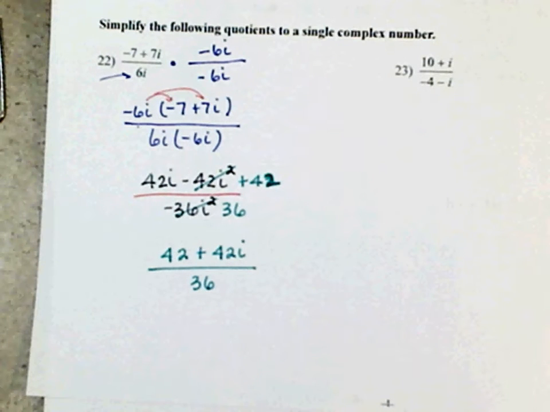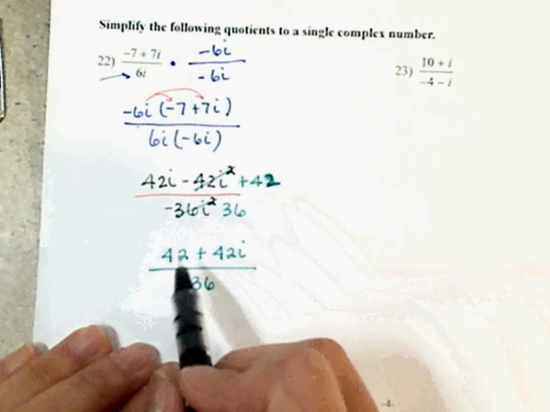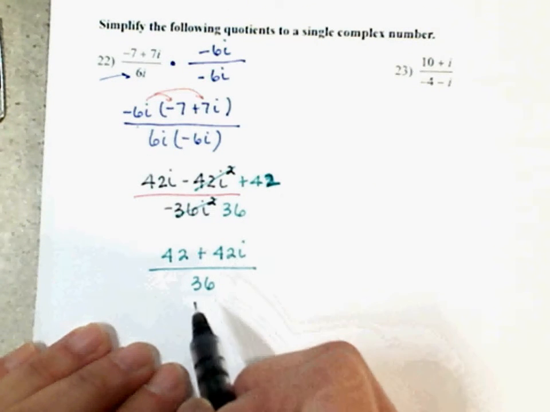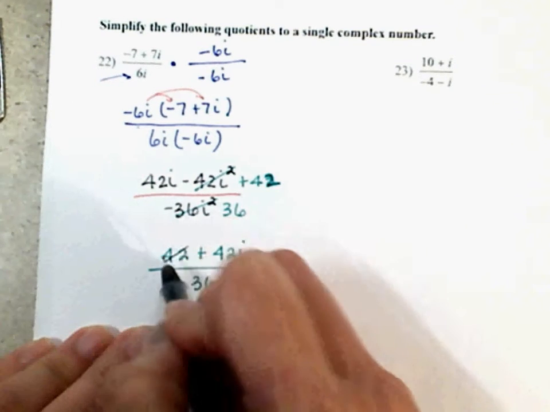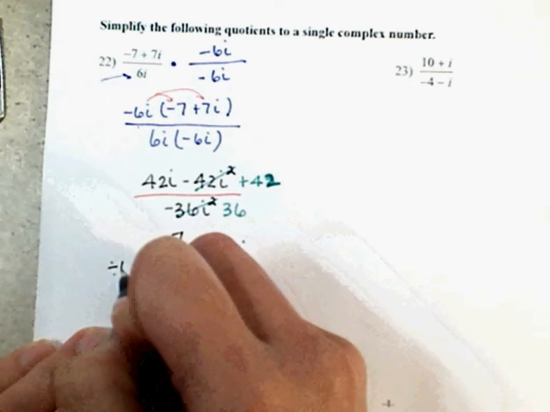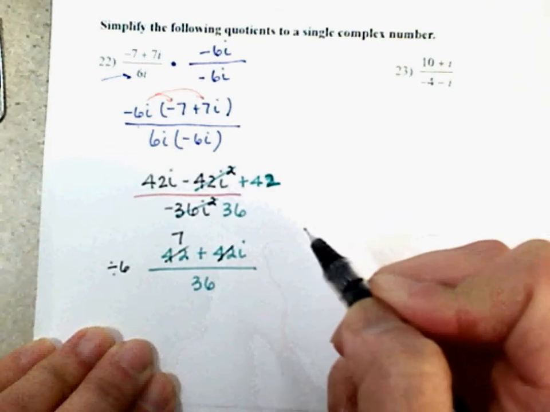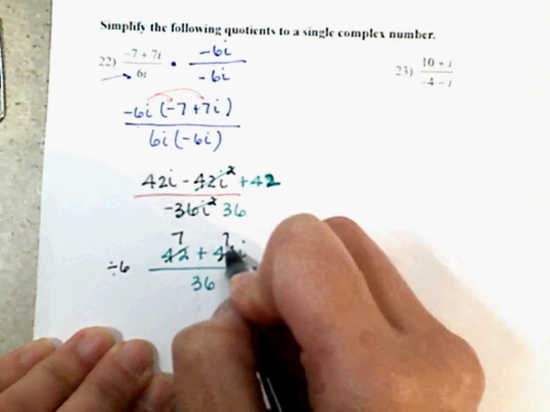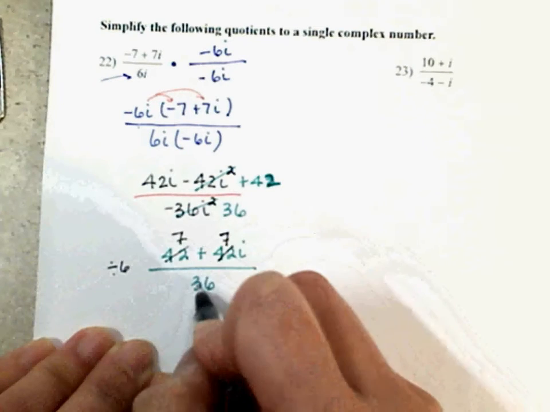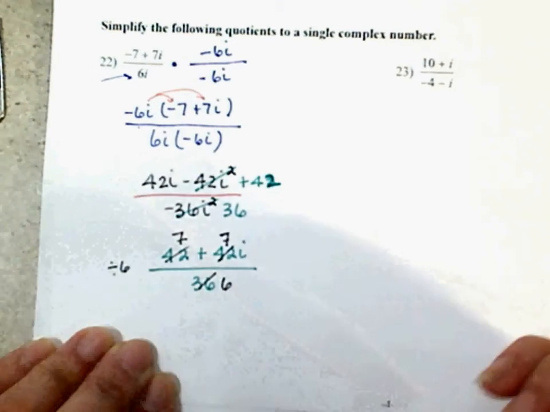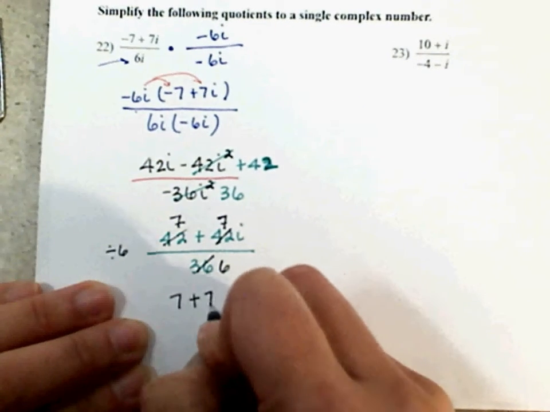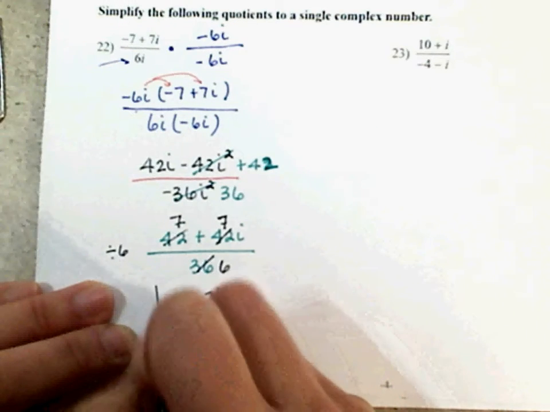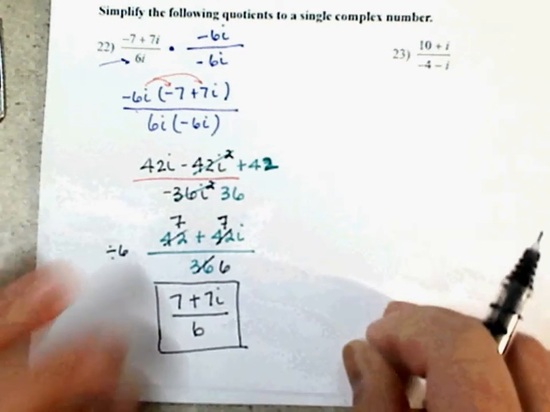Good job, guys. Now let's see. Is there a number that goes into 42, 42, and 36? What number? 6? Okay. 42 divided by 6 is 7, so you're dividing everything by 6. 42 divided by 6 is 7. 36 divided by 6 is 6. Okay? So here's your final answer. 7 plus 7i all over 6. Make sure you make it small. And there's number 22.